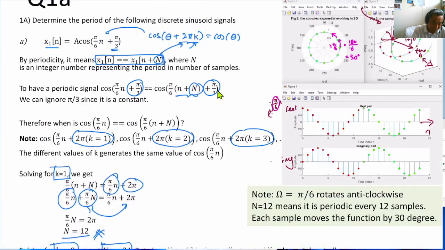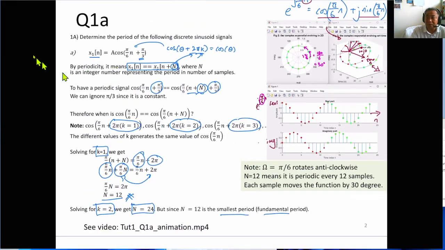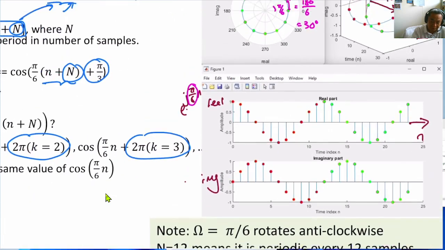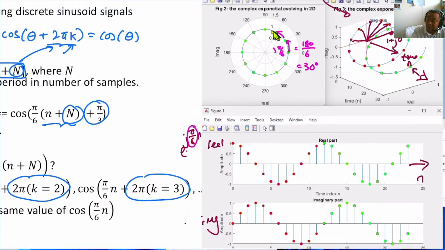So with that, we can see that in this question, we can find out quickly what the period is: N equals 12. And how do we interpret N equals 12? You can see that the sequence repeats after 12 samples. This is one way. The other way is that in the real part, it repeats after 12 samples. So does the imaginary part.